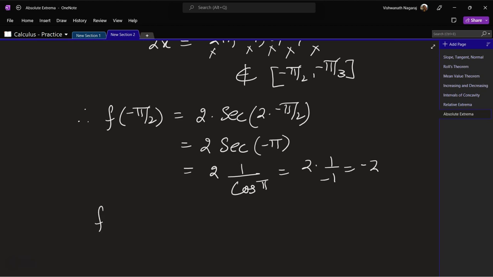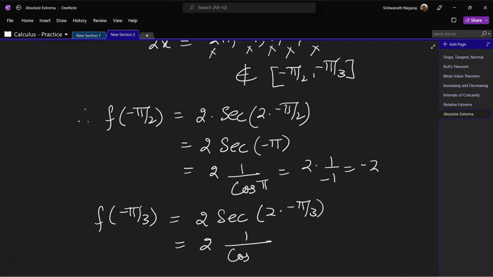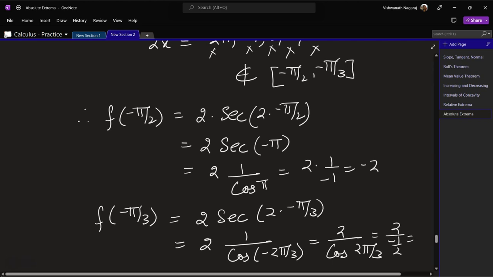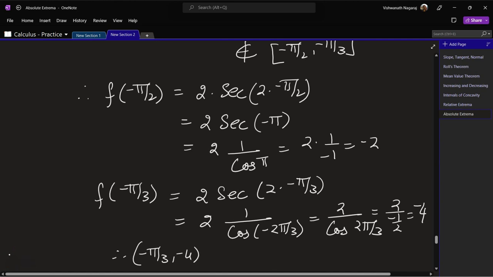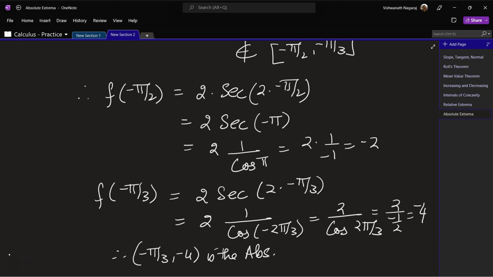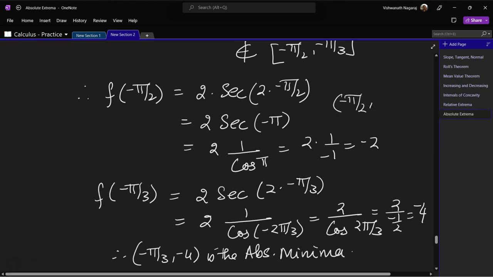Okay. Now the other end, f of minus pi by 8, is equal to 2 sec 2 times minus pi by 8, which is nothing but 2, again we can take it as 1 by cos minus 2 pi by 3, which can be written as 2 by cos 2 pi by 3, and cos 2 pi by 3 is going to be minus 1 by 2, so 2 by minus 1 by 2, which is minus 4. So, which is smaller? Minus 4. So, therefore, minus pi by 3, comma minus 4 is the absolute minimum, and minus pi by 2, comma minus 2 is the absolute maximum.